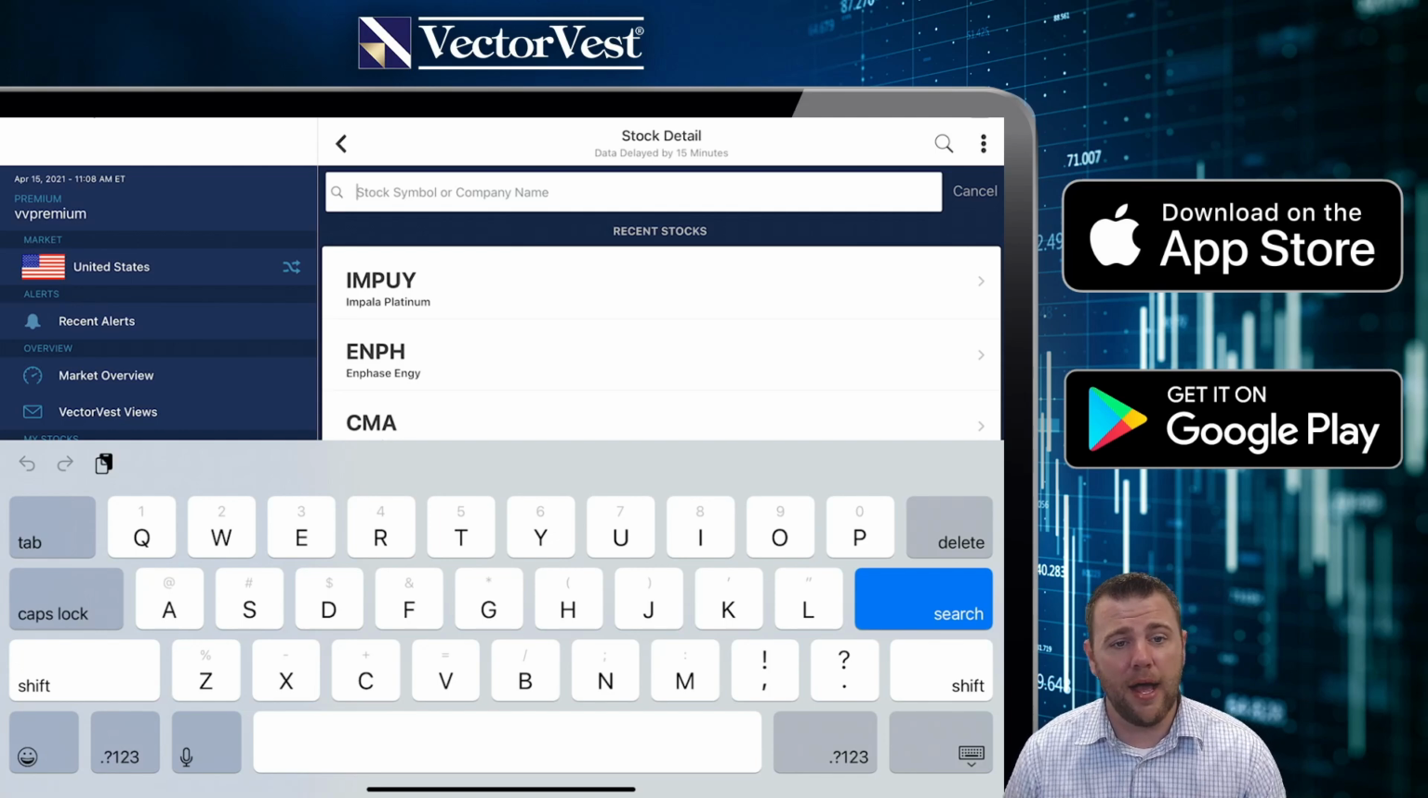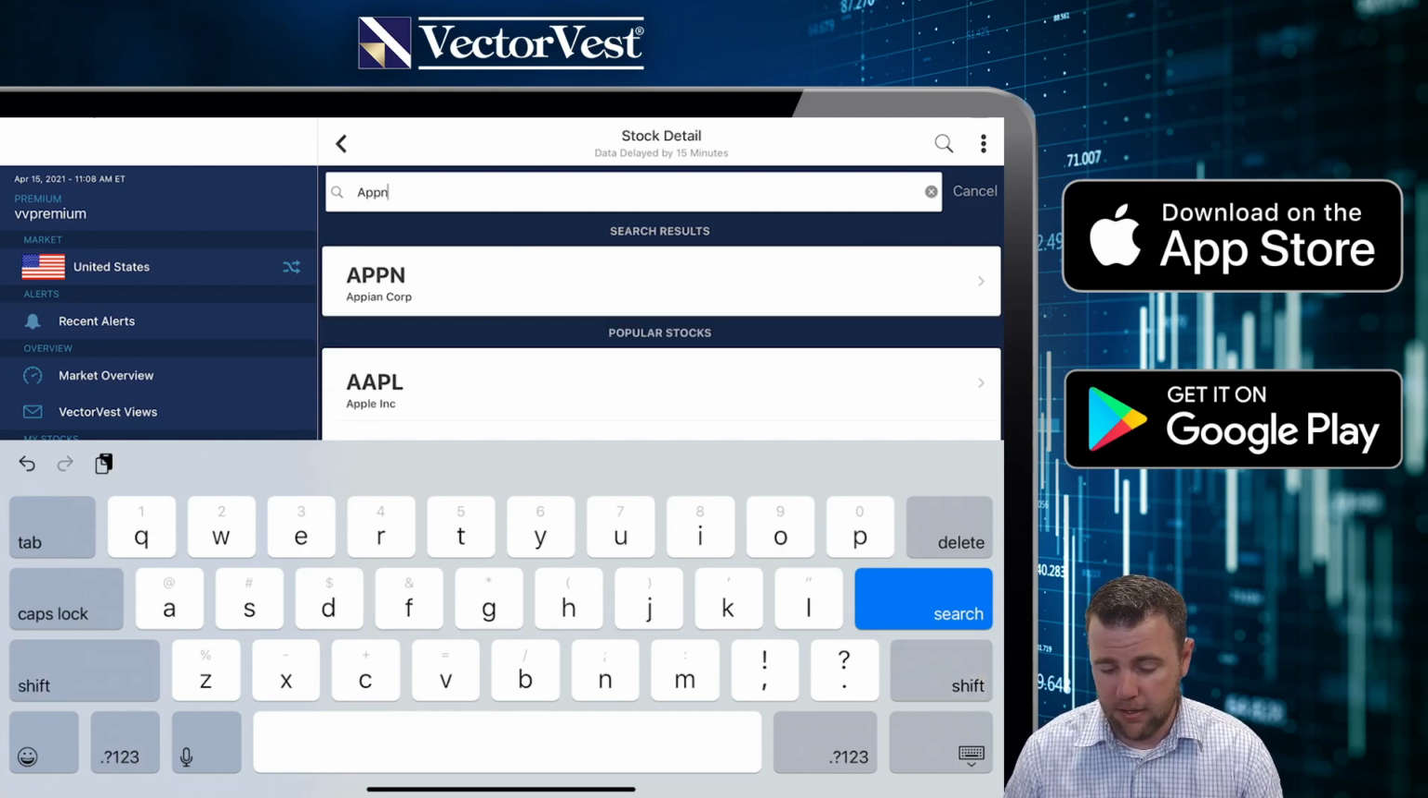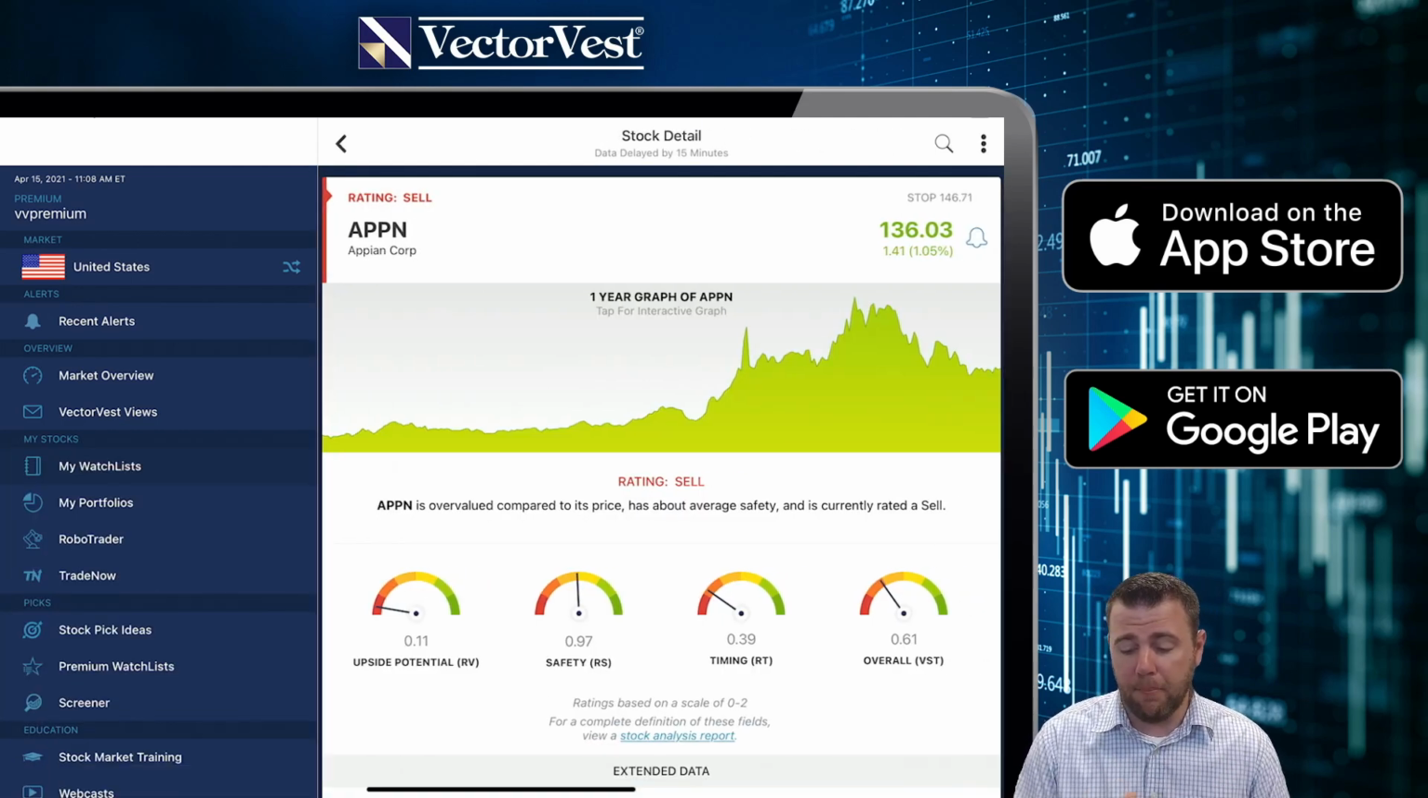All right, APPN. So APPN, poor long-term potential, a lot of risk, or a little bit more risk than the average stock out there. It's in a steady decline. Overall, not favorable.